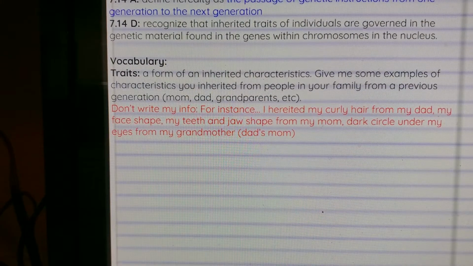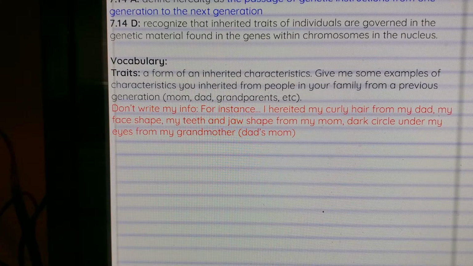So I want you to give me some examples of characteristics that you inherited from people in your family from a previous generation. And that can be mom and dad, or your grandparents on your mom's side, grandparents on your dad's side, or even your great-grandparents. Some of you are lucky enough to still have them. Tell me what about you think came from any one of those folks.